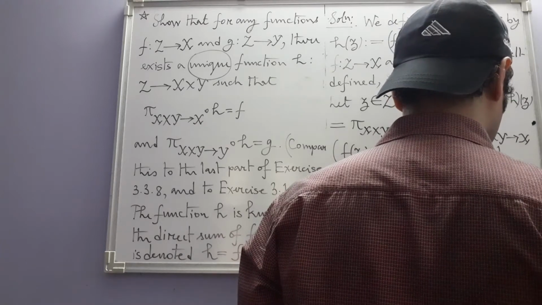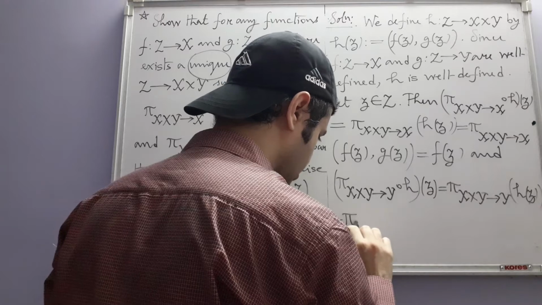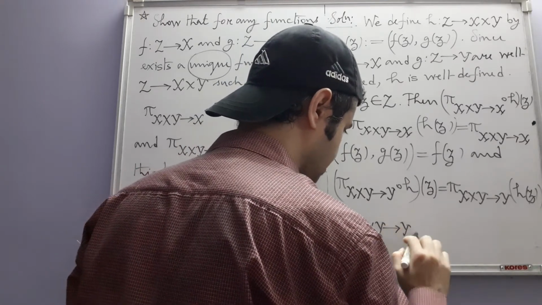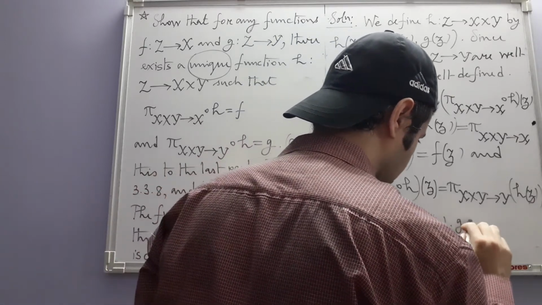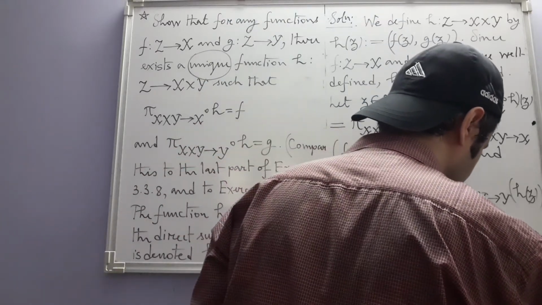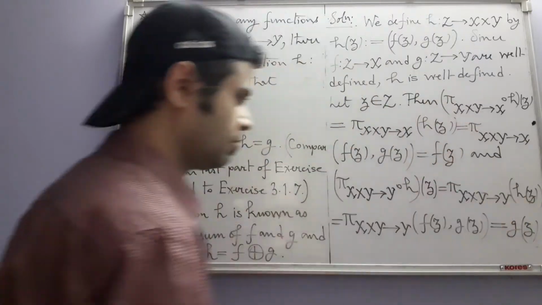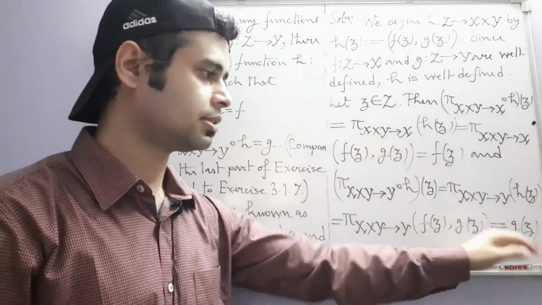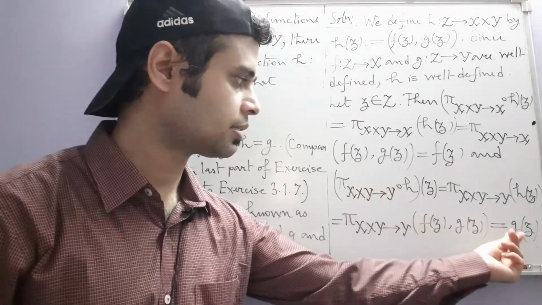H of z is equal to the projection from X cross Y to Y applied to (f of z, g of z). So this maps the ordered pair into its second component. Since z was any element in Z, the same is true for all such choices of z. So these two functions are also equal.